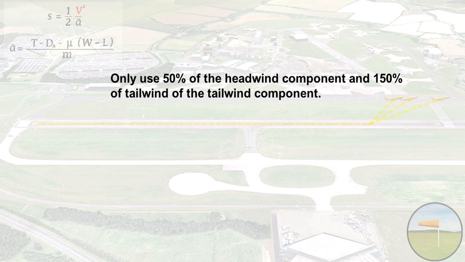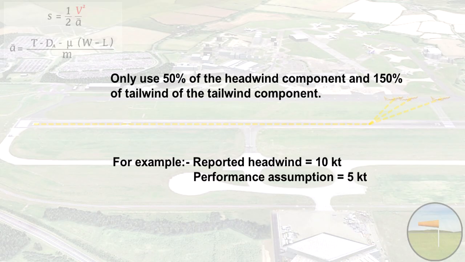When calculating takeoff distances, it is recommended that you only assume no more than 50% of the headwind component and no less than 150% of the tailwind component. As an example, if the wind were reported to be a 10-knot headwind, only assume 50% of this, which is 5 knots.